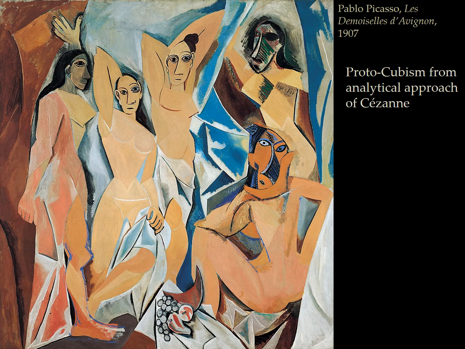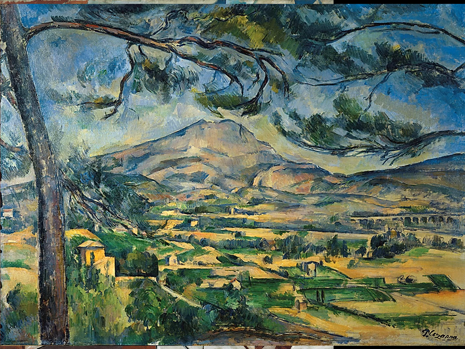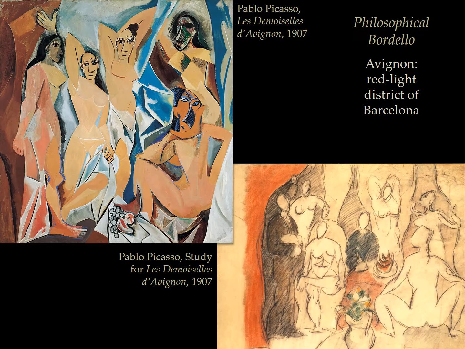In this work, Ladies of Avignon, of which any viewer at the time would know they are prostitutes, because Avignon is the red light district of Barcelona, we have the approach taken by Cézanne, where he breaks down nature into its geometric elements and forms, and he adds one additional consideration or component.